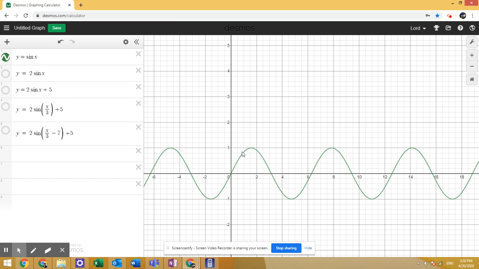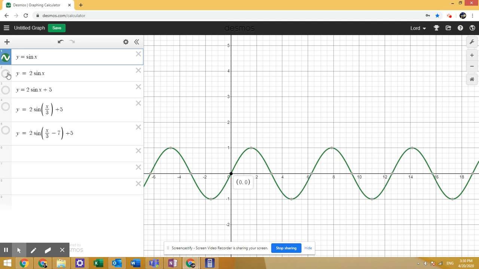My wavelength is from the beginning of the wave all the way to when it starts to repeat itself. Here it goes through 0 and 0, and here it goes through 2 pi and 0. So one wavelength is simply 2 pi or 6.28.